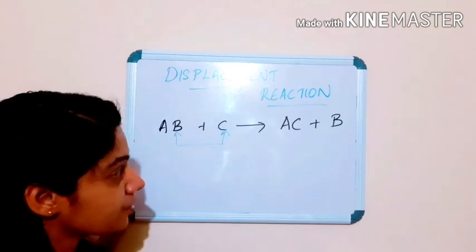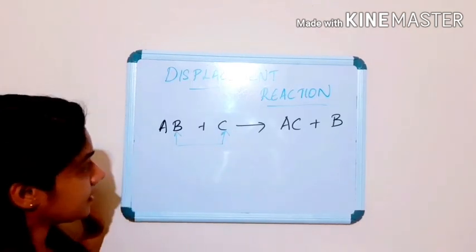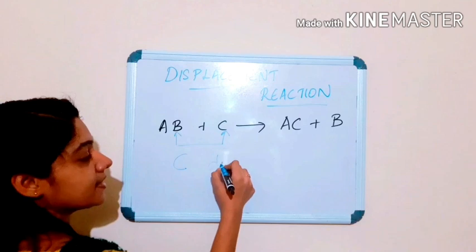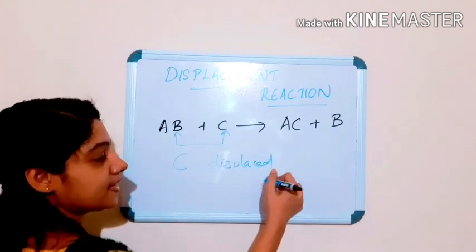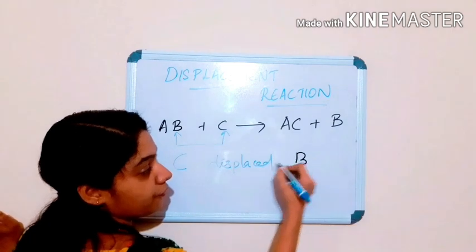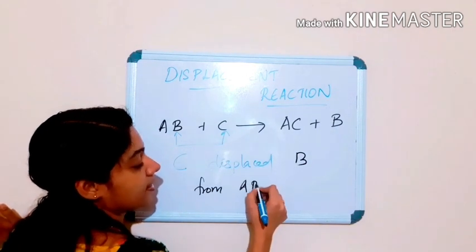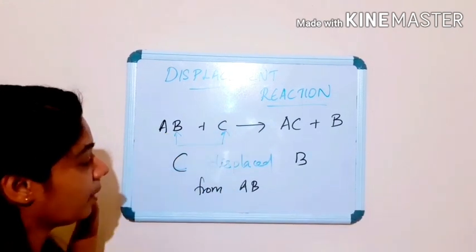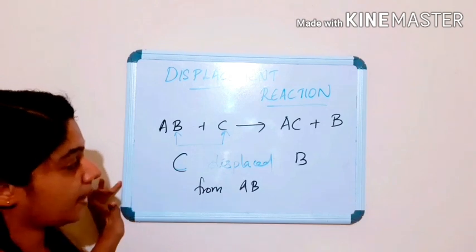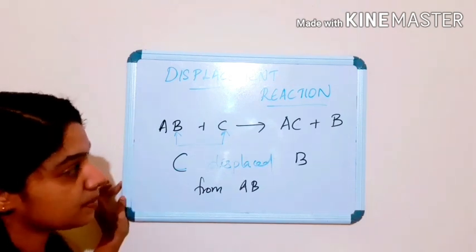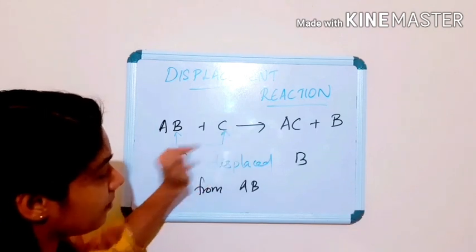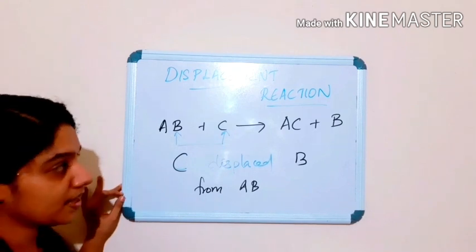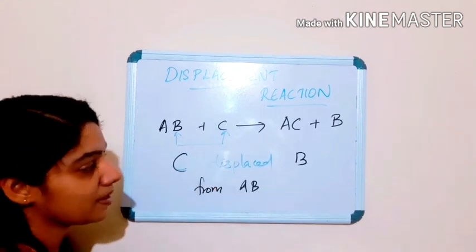When we look closer at this equation, we can say that C has displaced B from the compound AB, right? So this is what happened here. This type of reaction we call a displacement, where one element has displaced another element. All elements cannot displace like this. There is a condition in which this displacement will take place.